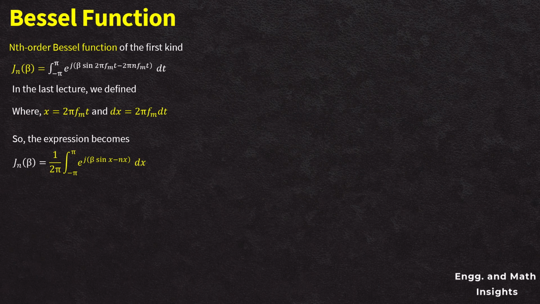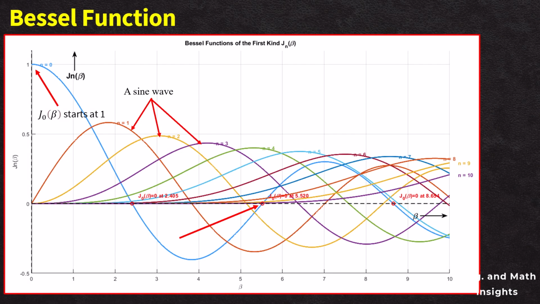Graphically, this function looks like this. As you can see, the functions exhibit an oscillatory behavior similar to sinusoidal waves but with varying amplitude. Here, Jn(β) oscillates like a sine wave with a decreasing amplitude as β increases.